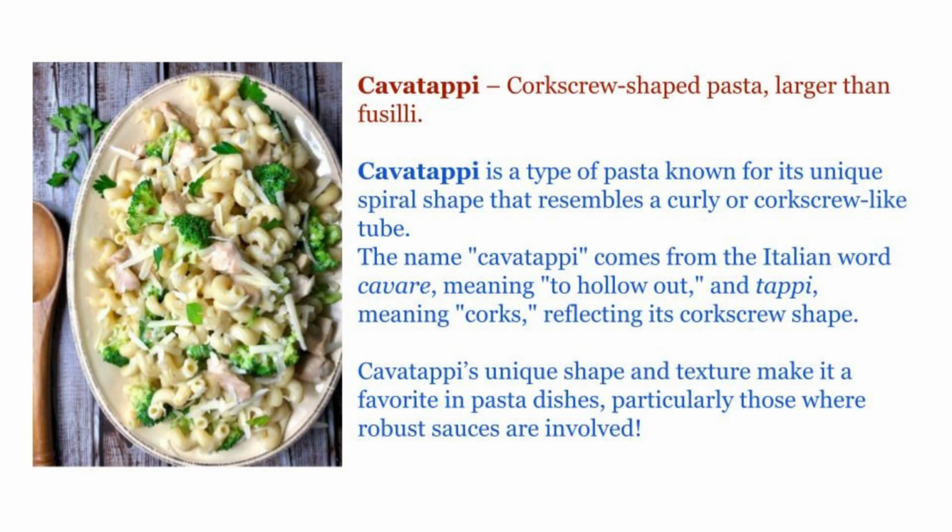Cavatappi, corkscrew-shaped pasta, larger than fusilli. Cavatappi is a type of pasta known for its unique spiral shape that resembles a curly or corkscrew-like tube. The name cavatappi comes from the Italian word cavare, meaning to hollow out, and tappi, meaning corks, reflecting its corkscrew shape. Cavatappi's unique shape and texture make it a favorite in pasta dishes, particularly those where robust sauces are involved.